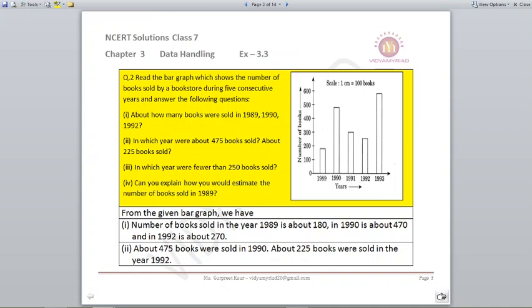Can you explain how you would estimate the number of books sold in 1989? We can say that this graph has a gap of 100: 100, 200, 300, 400, and in between there is a gap of 10 points. So we can say it is closer to 200, somewhere around 180.